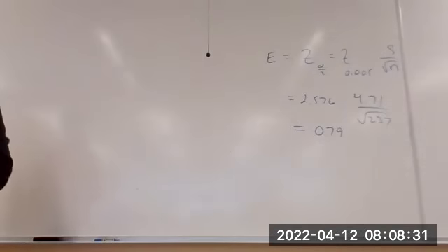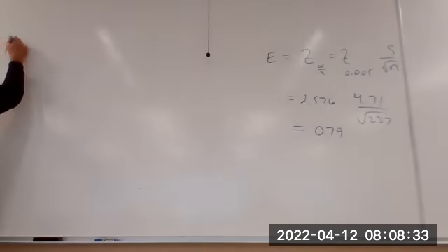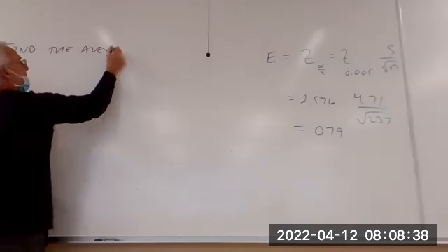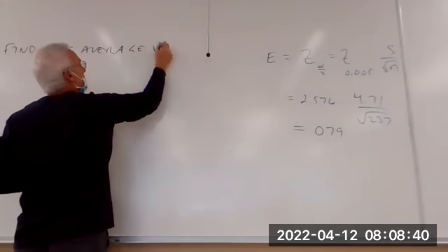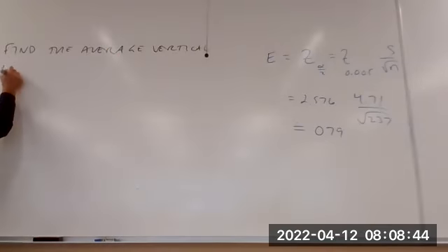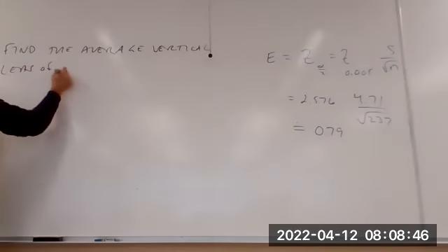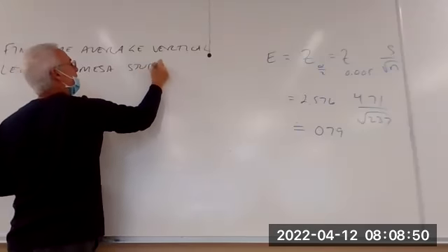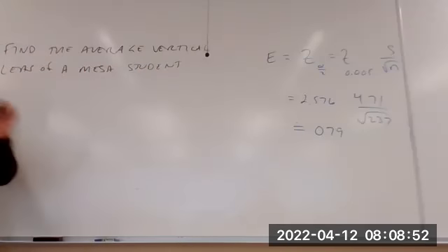It's pretty simple, right? It's not rocket science. So we want to find the average vertical leap of a Mesa student. We're going to exclude the instructors because they'll really skew the data, because the teachers can sky.